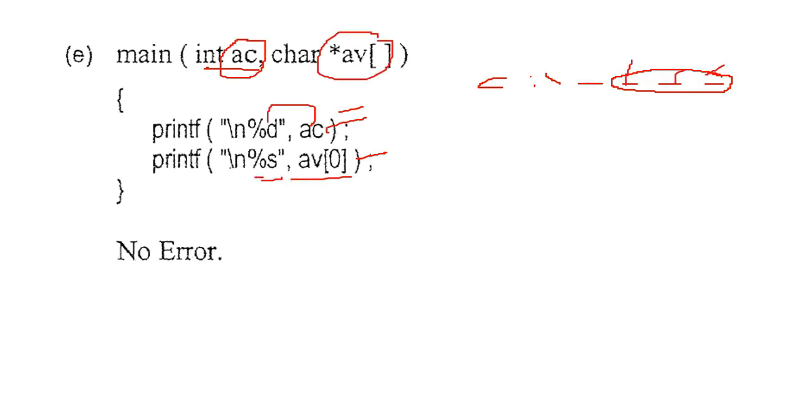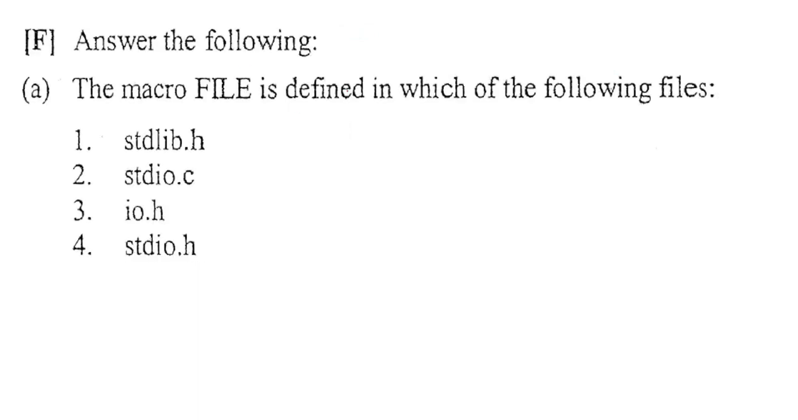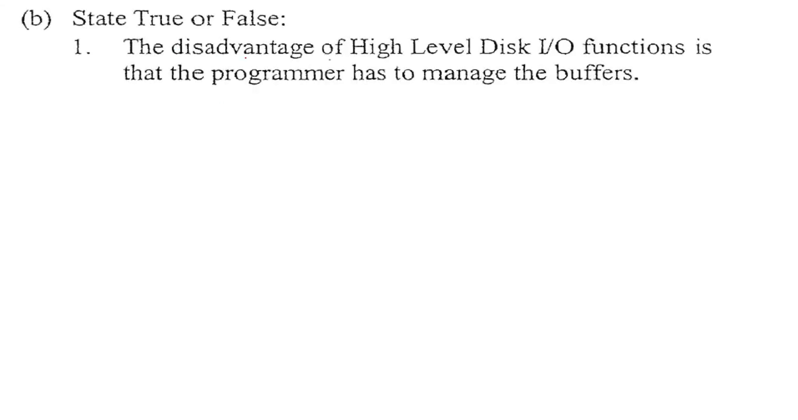The macro file is defined in which of the following files? Macro file is defined in stdio.h. True or false: the disadvantage of high-level disk input-output functions is that the programmer has to manage the buffers. The answer is false, because in high level we don't have to worry about the buffers, but in low level we do have to consider the buffer handling.